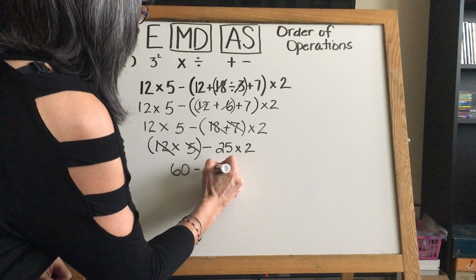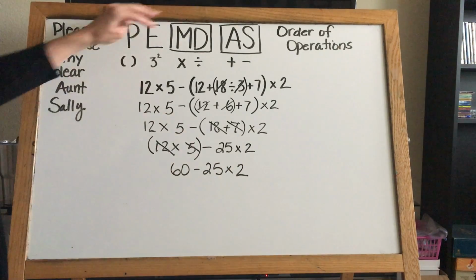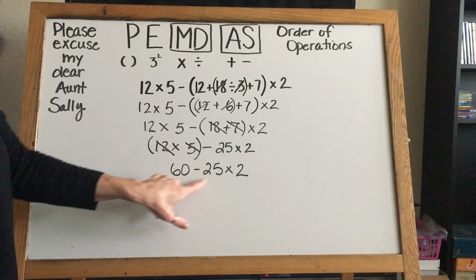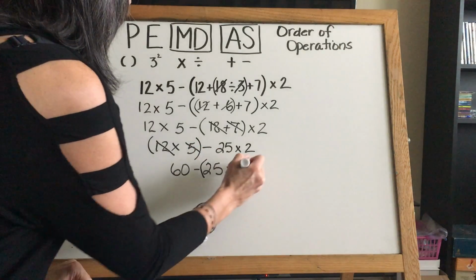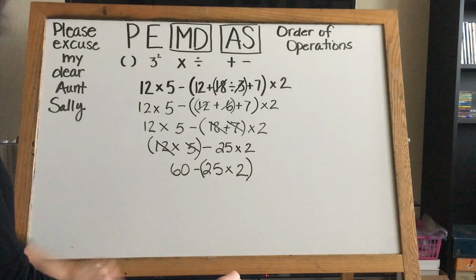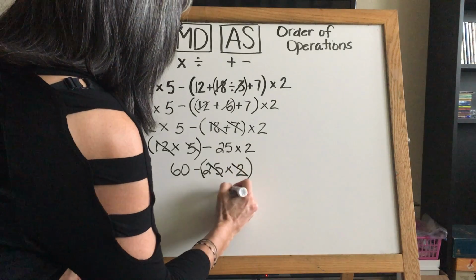We're going to, again, bring down everything else we have left. It's a brand new PEMDAS. We come back up here. We've got subtraction and multiplication. Well, which comes first? Multiplication. So we're going to do this first. Well, what's 25 times 2? Well, 25 doubled is 50. So we're going to put a 50.